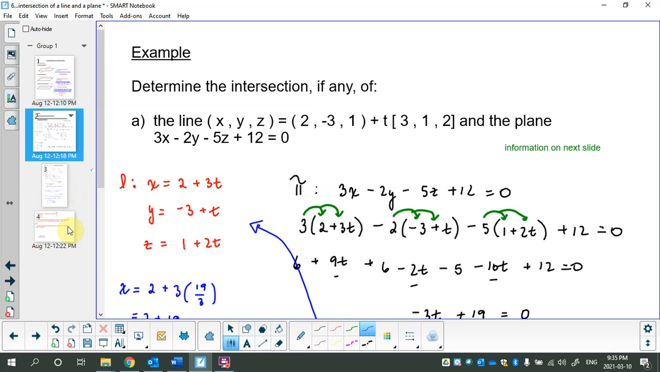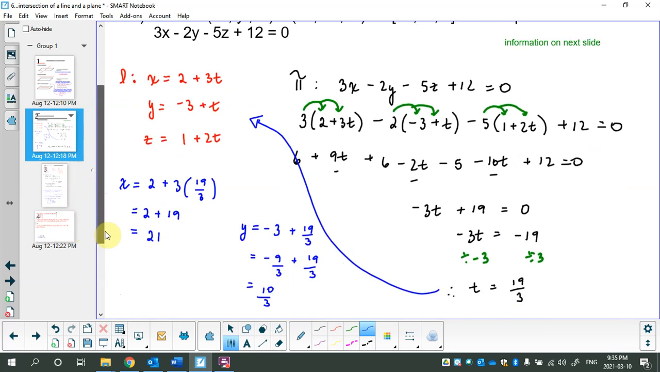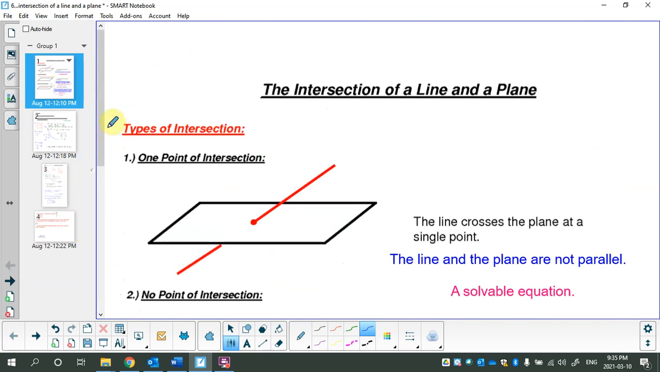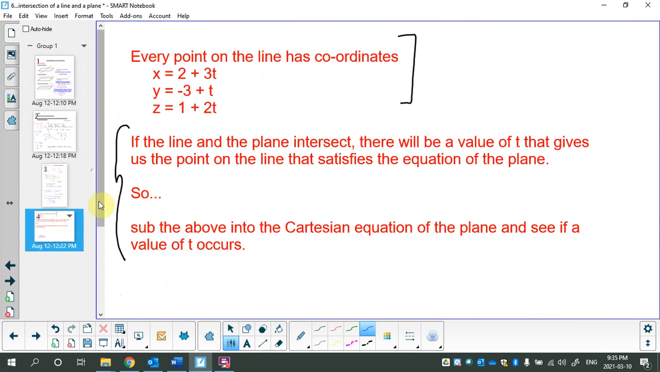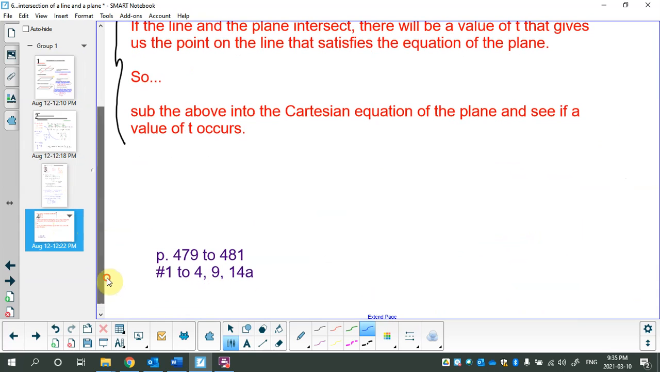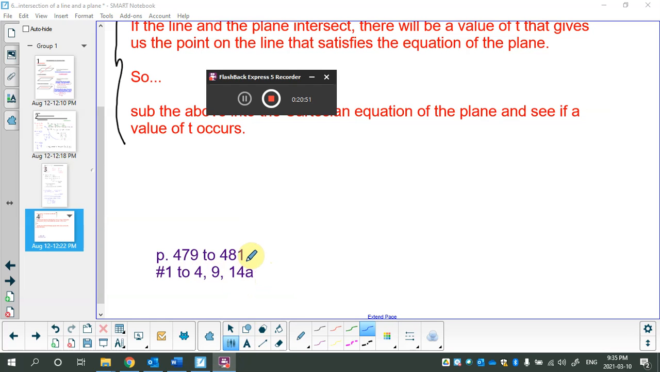So that's what your three therefore statements look like based on your three different results, based on your three different pictures. Okay, so suggested questions right here: 1, 2, 3, 4, 9, and then 14a. So that is that. And the next thing is, I believe, intersecting a plane with another plane.